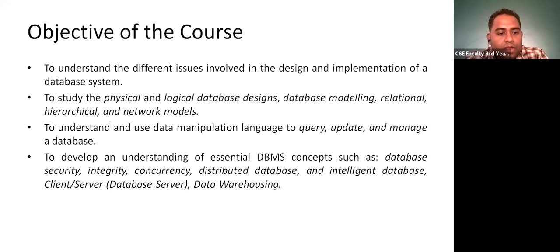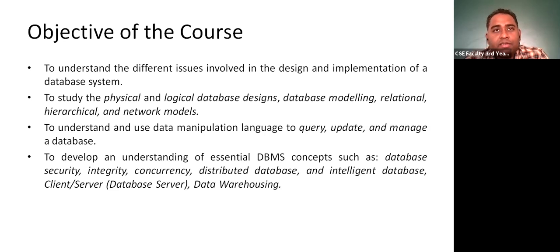Now, next is your concurrency. We'll study about the ACID properties of a transaction. A stands for atomicity, C for consistency, I for isolation, and D for durability. So whenever a transaction is being performed, it goes through these ACID properties of a transaction.